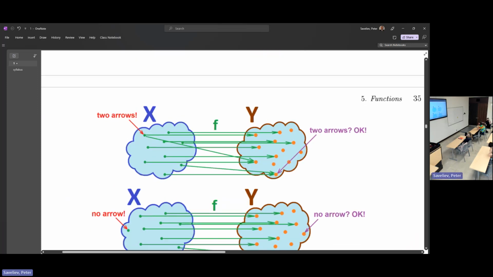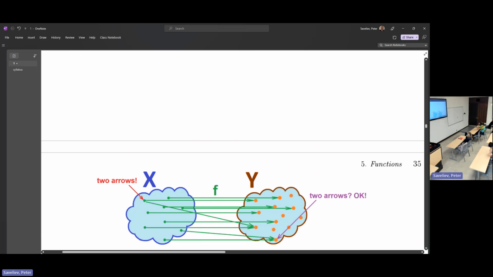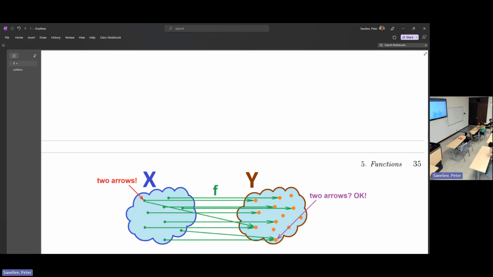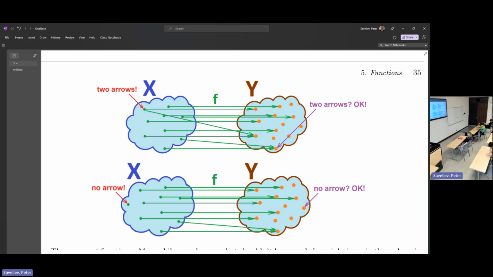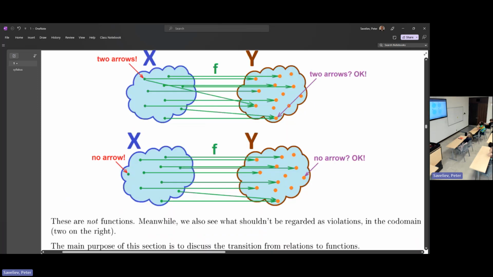Okay, so this is how a relation might fail to be a function. Two arrows originating from the same point, that's not a function. On the other hand, on the right, we have two points arriving at the same location. That's fine. That's not a problem. Similarly, we have no arrow on the left. That's why it cannot be a function. On the other hand, some of the dots on the right are missing, and there are no arrows arriving to them. That's okay. There is no restriction on y, only on x. Once again, two conditions imposed.